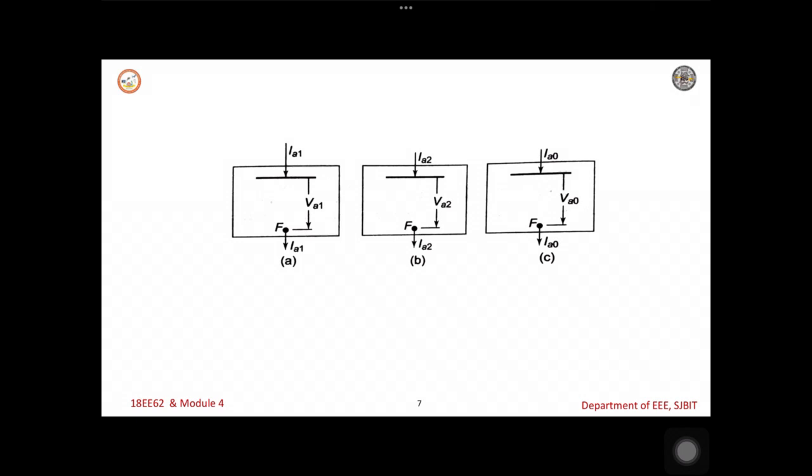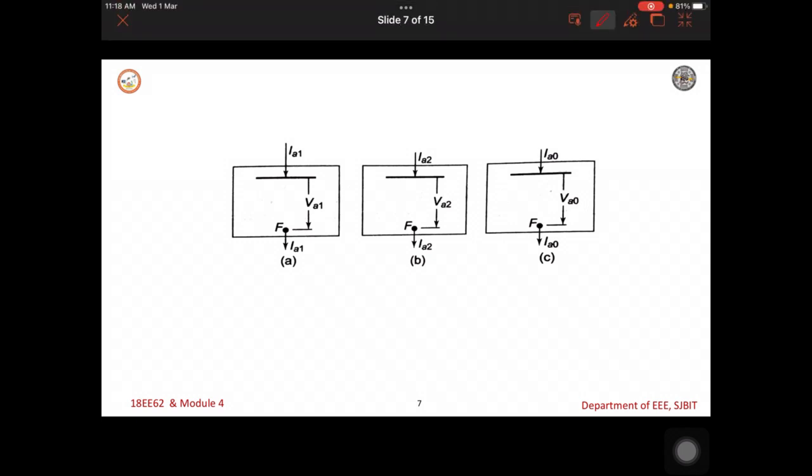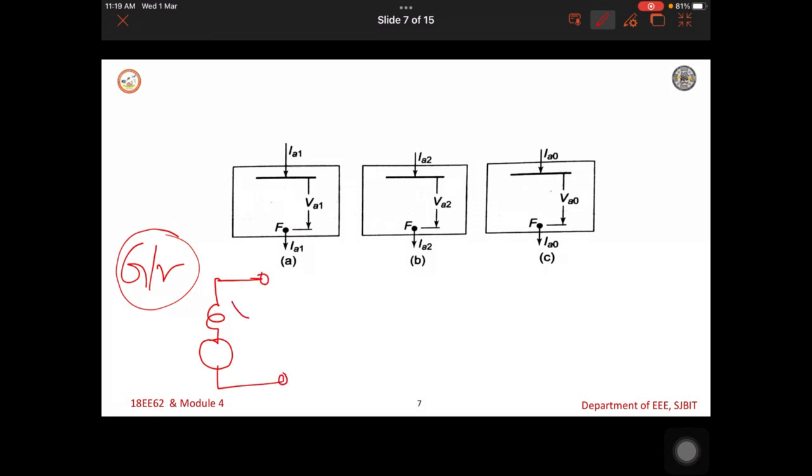Next we will review the sequence networks for the generator. Suppose we consider a generator, its positive sequence network, as I explained in the previous videos, has the positive sequence reactance and the source voltage. The positive sequence has IA1 and VA1, and the drop here is across Z1, the positive sequence impedance.